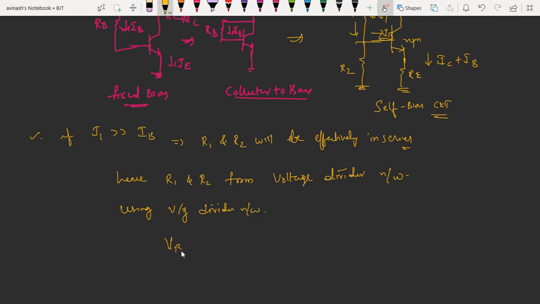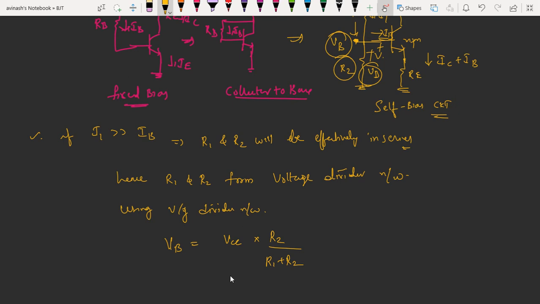what is the base voltage we can write here? Base voltage is equal to, because we have to find the voltage across this point. So VB is equal to, what can we write here? Total voltage VCC into R2 divided by R1 plus R2, because this is the base voltage, right? So the base voltage will be appearing across R2.